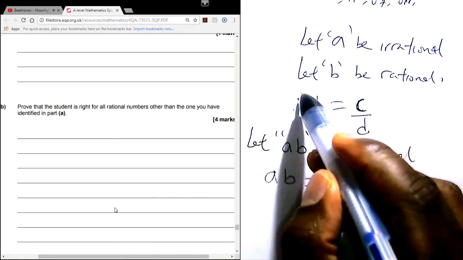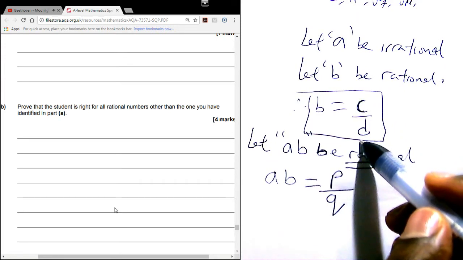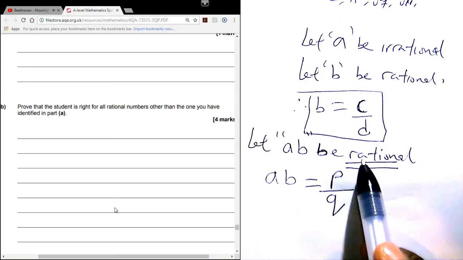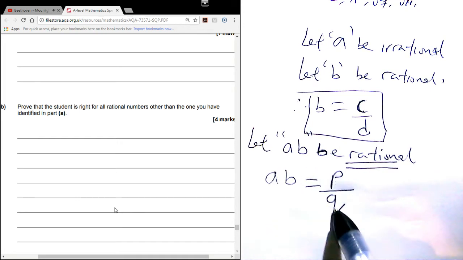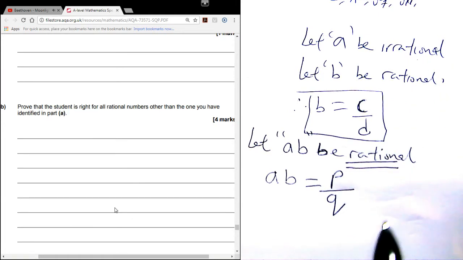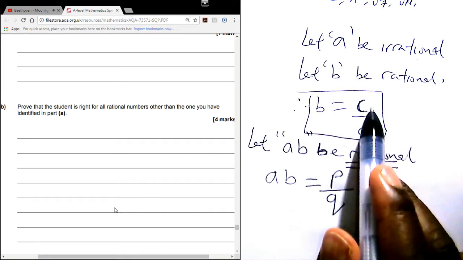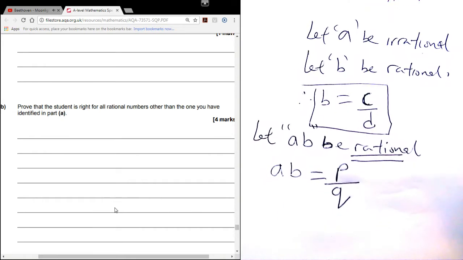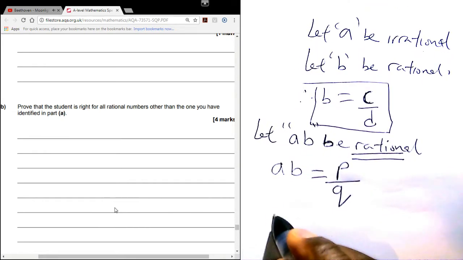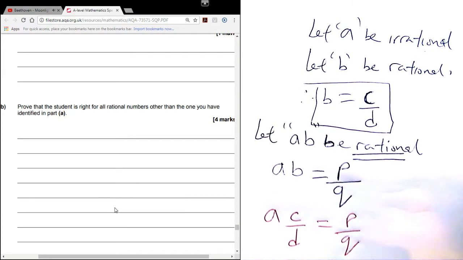Because this is how we know something is rational, when it can be written as a fraction. So if ab is rational, then it can also be written as a fraction. But a itself is not rational, so a cannot be written as a fraction, right? But if we go back to what b ought to be, c over d, it means that what we have there is a times c over d equals p over q.